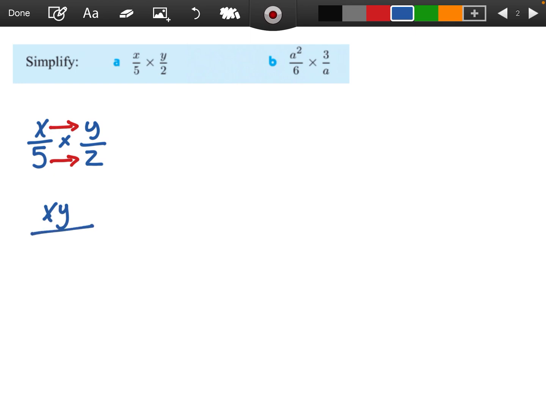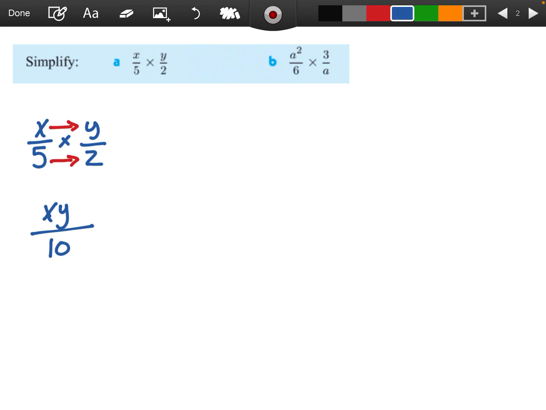And then across the bottom, we have 5 times 2, giving us 10. Then we look to see if we can reduce that in any way, and we can't. They are not like terms. The top has no number, the bottom has no letters, so that can't be reduced in any way.